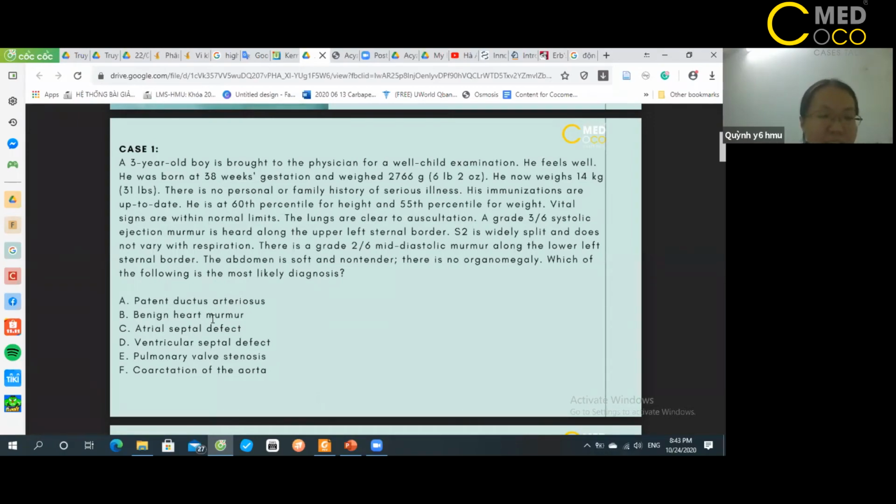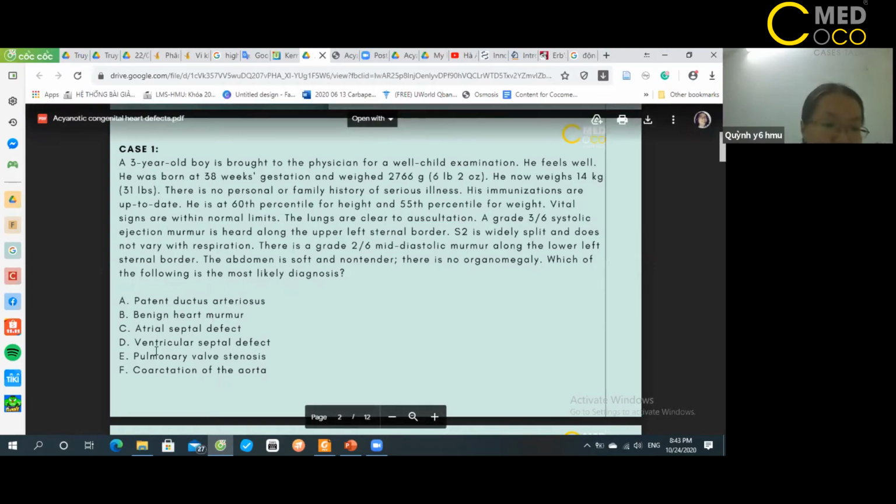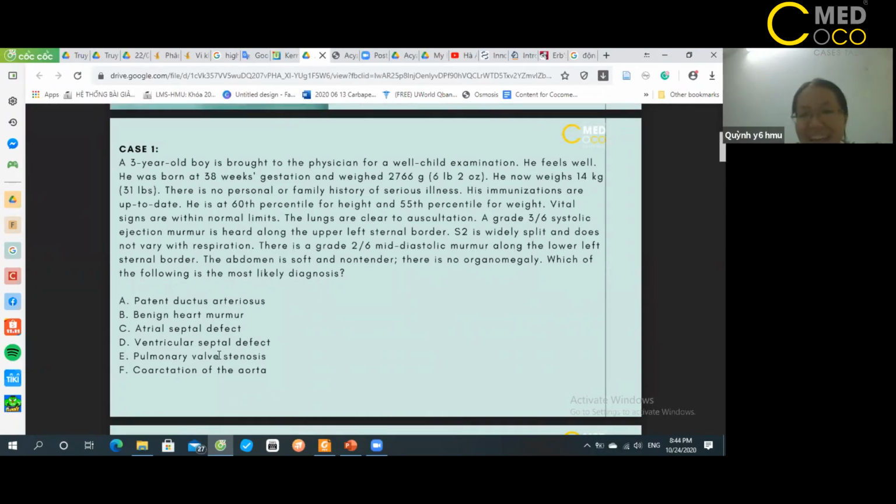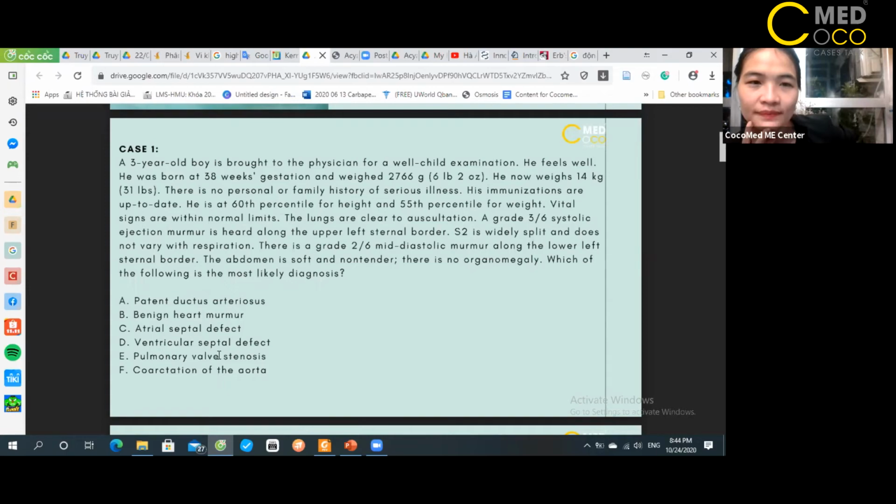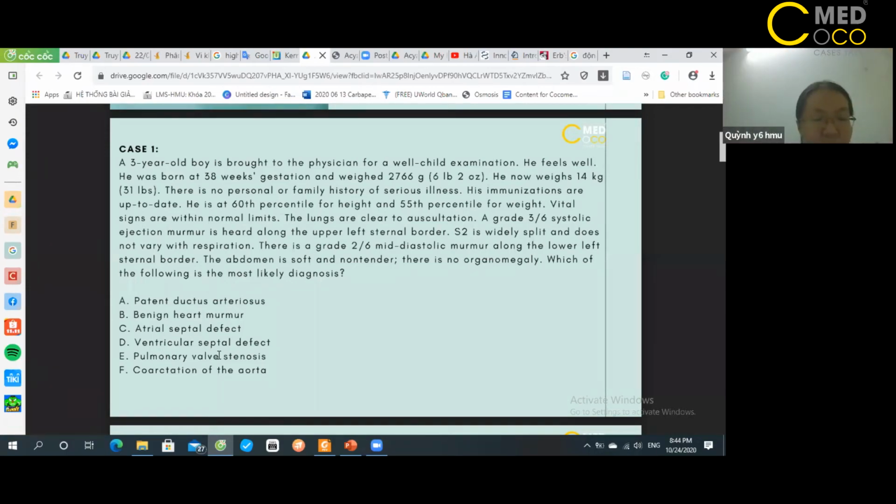For the D option, the ventricular septal defect, we just analyzed that it can create the tricuspid murmur, right? For the E option, pulmonary valve stenosis, actually it can create a diastolic murmur, right? So the F is coarctation of the aorta. We will hear the murmur in the location of the aortic valve, right?